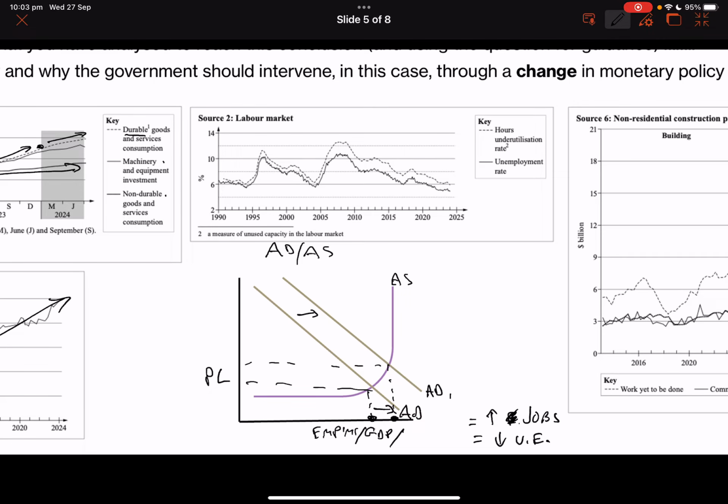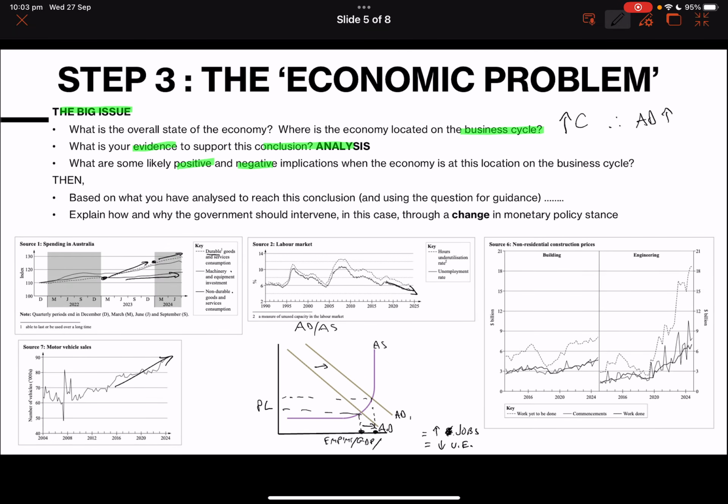And we can see it in the labour market, source 2, just above that, we see that that's coming through. That drop is going down there. And consequently, we now look at it and I go, the positive implication at this state of the business cycle, my positive, is falling unemployment.